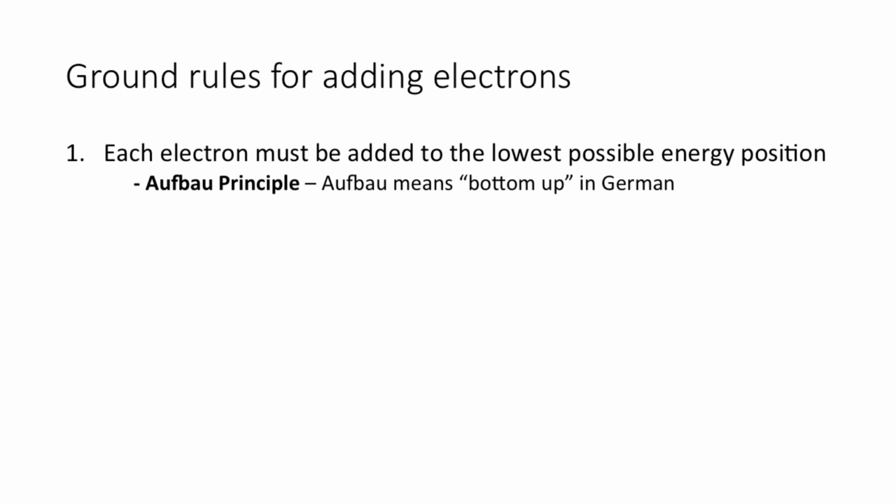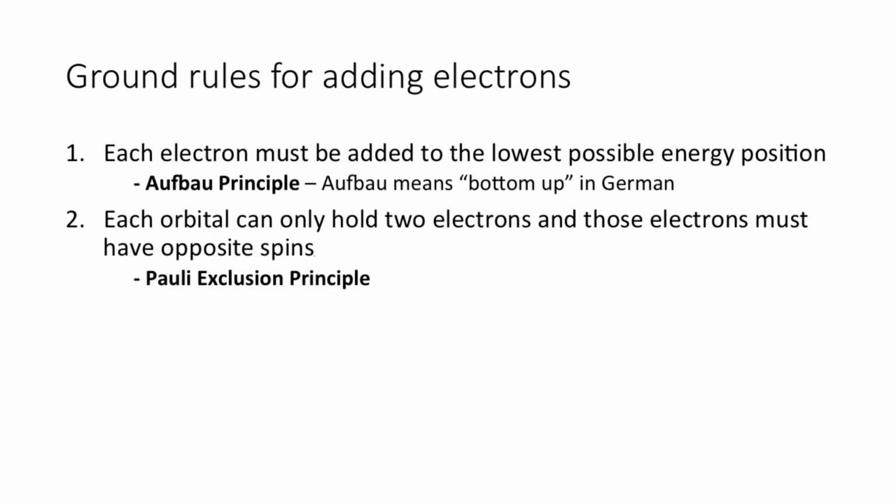Now, Aufbau in German actually means bottom up, and in this case, we're going to be building from the bottom up. Next, remember that each orbital can only hold 2 electrons, and the Pauli exclusion principle, our second rule, states that these 2 electrons within a single orbital must spin in opposite directions in order to maintain stability.